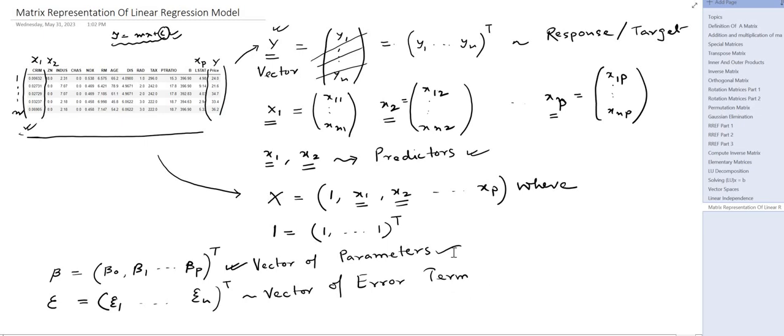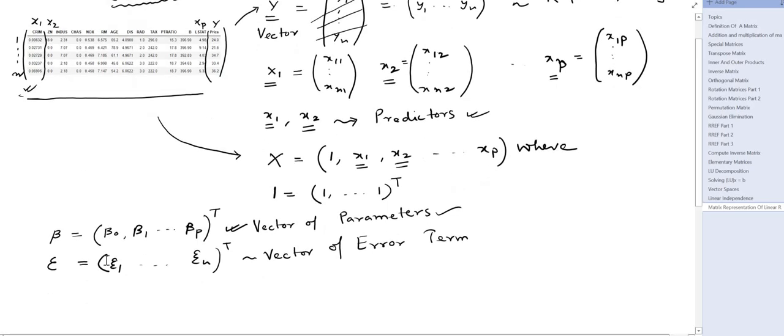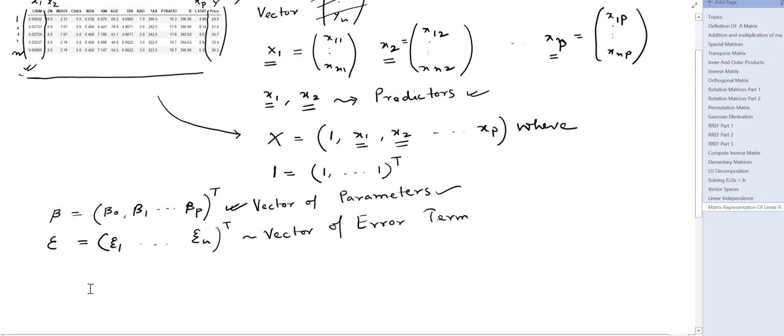So let's deep dive a little bit more. Now mathematically, if you have to write the equation of the first observation, what will that be?